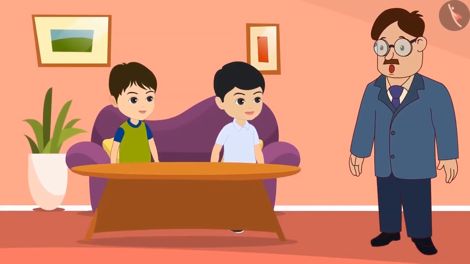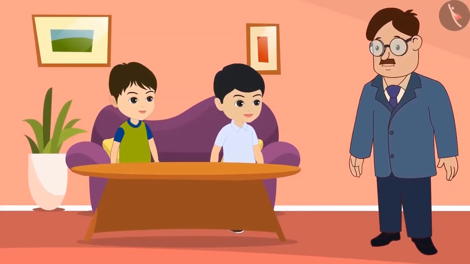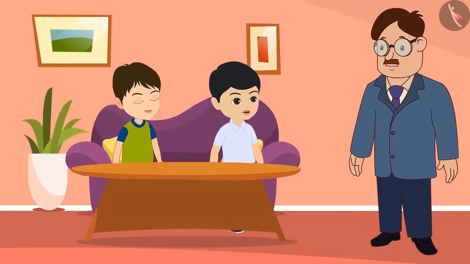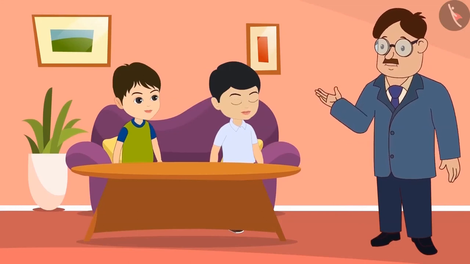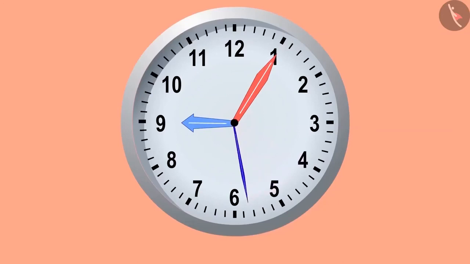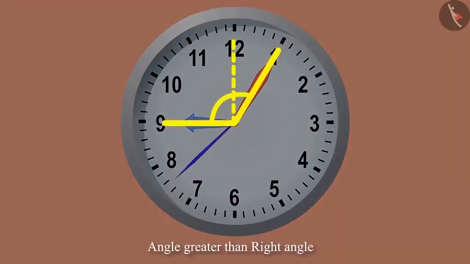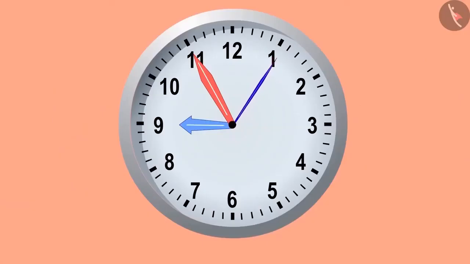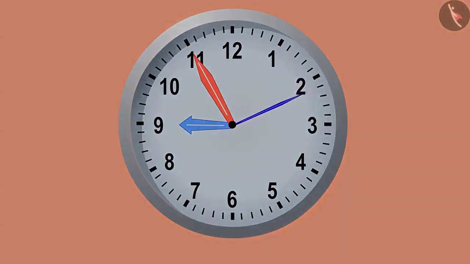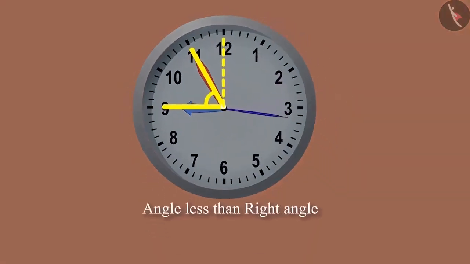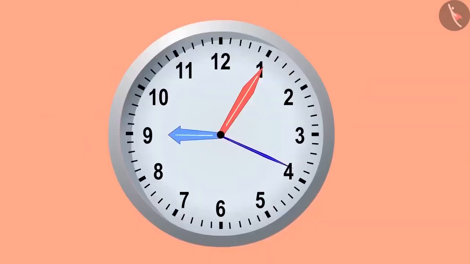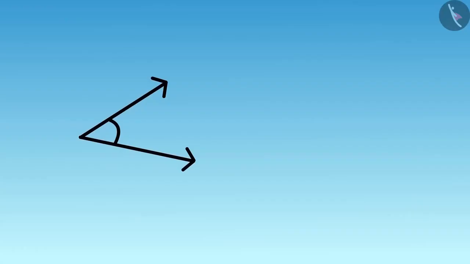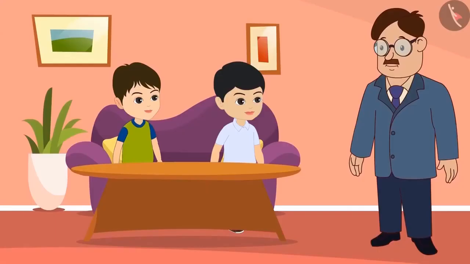Hey, why are you looking at the clock so carefully? Uncle, do the hands of the clock form angles? Yes, Golu. Now look, it is 5 minutes past 9 now. If we look at the angle made by these two hands, they are making an angle greater than a right angle. In the same way, when it is 5 minutes to 9, then they would be making an angle less than a right angle. But uncle, just like we measure time in hours and minutes, can we measure angle in the same way? Yes, Golu, you can.